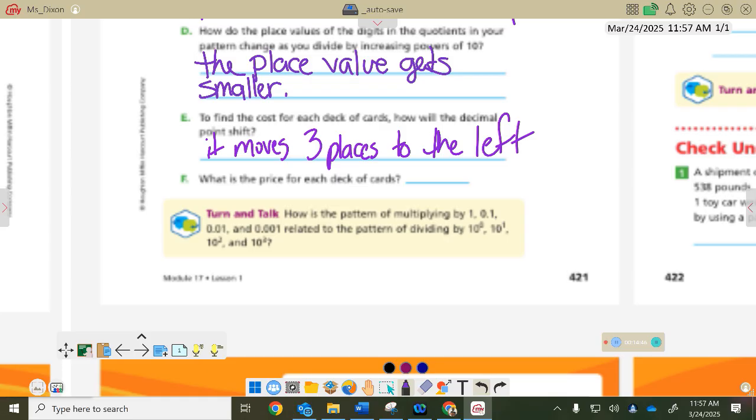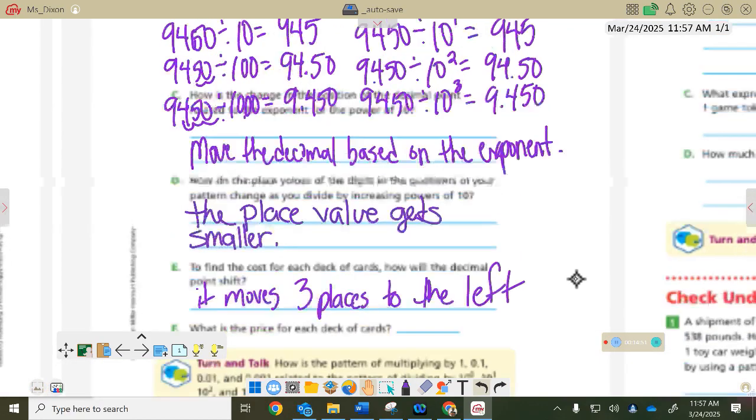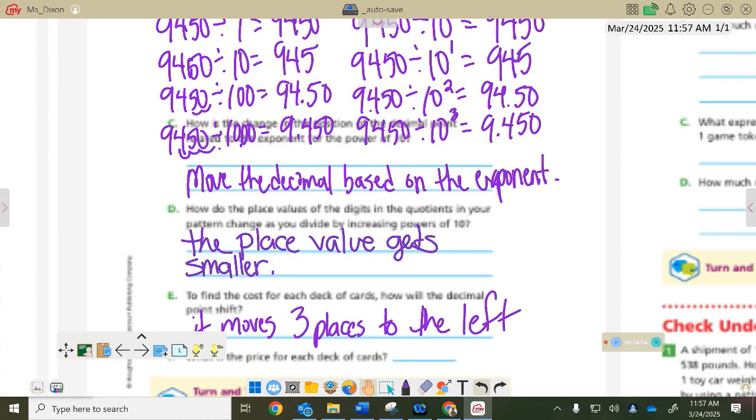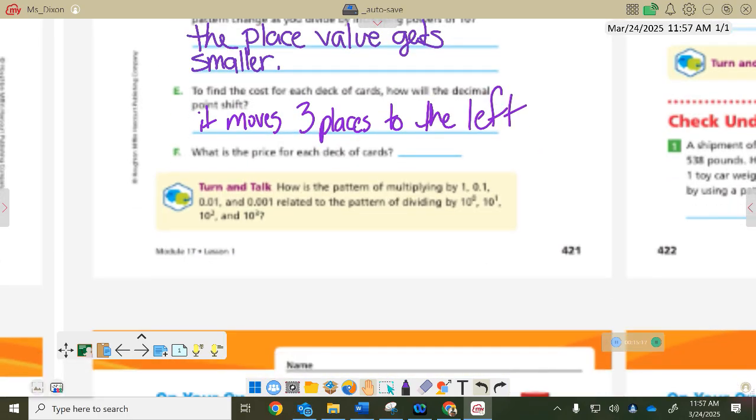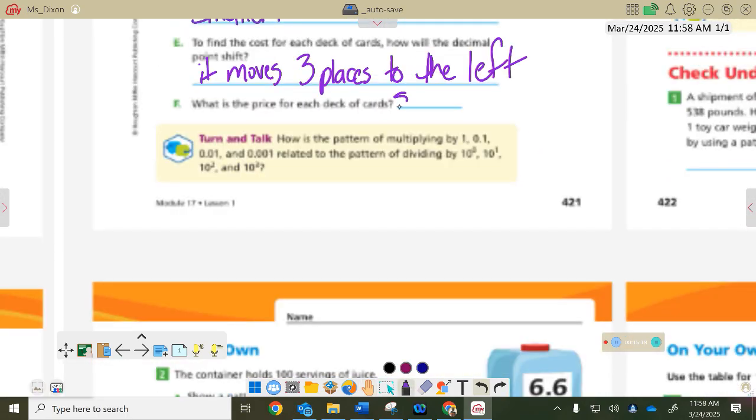Alright, so what is the price of each deck of cards? Now, when you're thinking about money, we kept the 0 in our original price because there was a 0 in our answer, right? Or in the amount we earned. But does money go to the thousandth place? No, it goes to the hundredth place. So you can take the 0 off to write the money. Alright? So what would our price of each deck of cards be? $9.45.